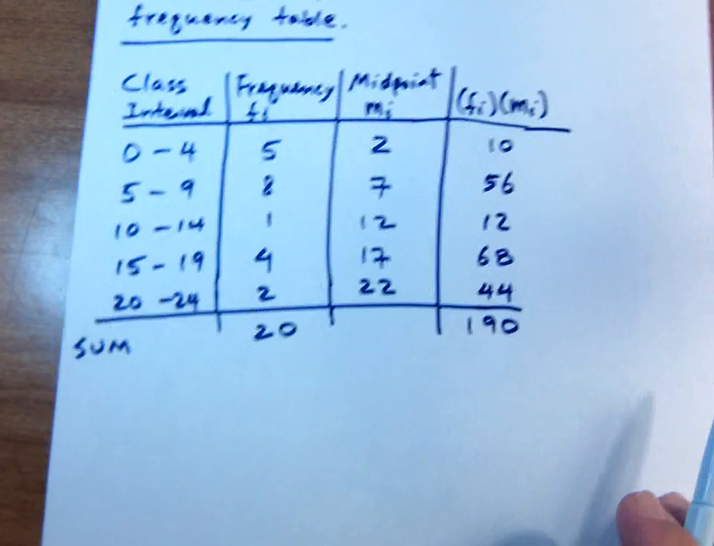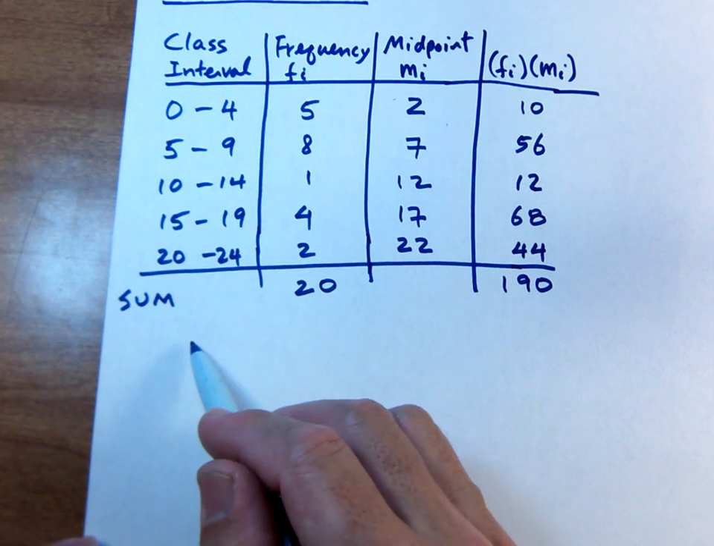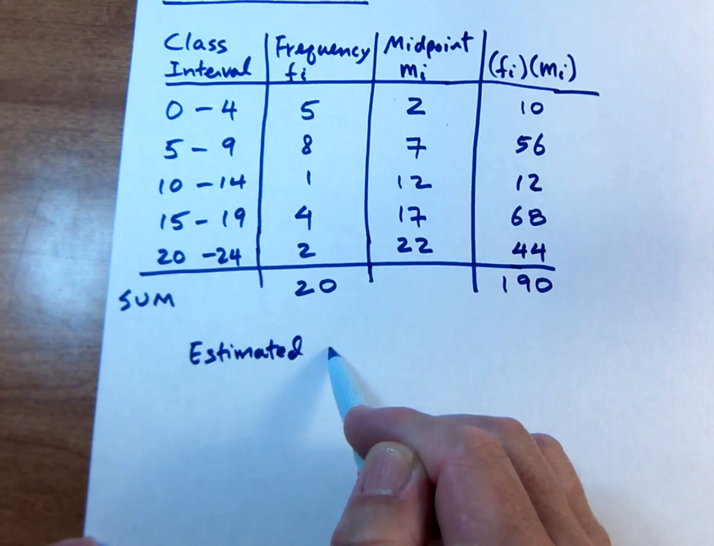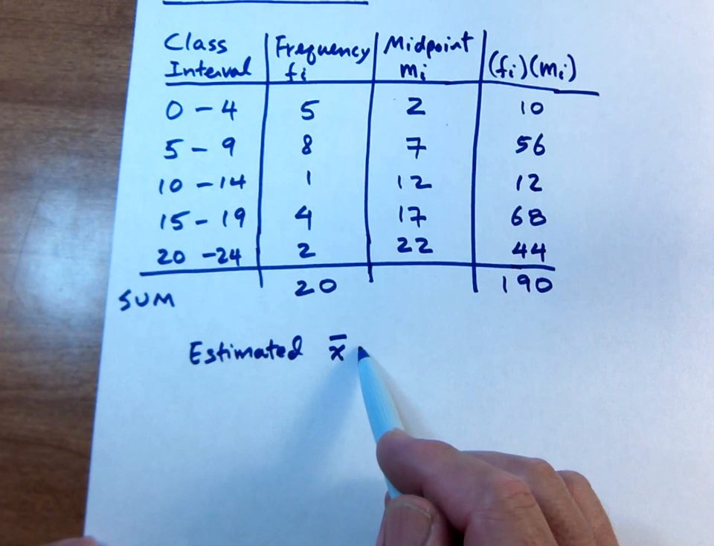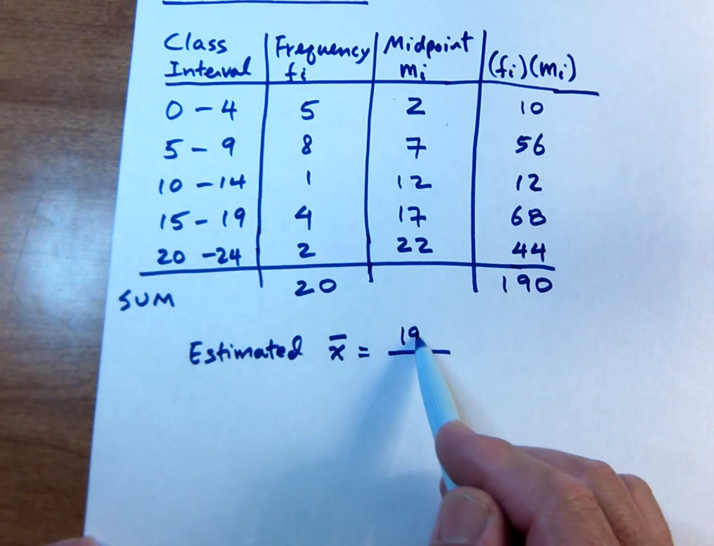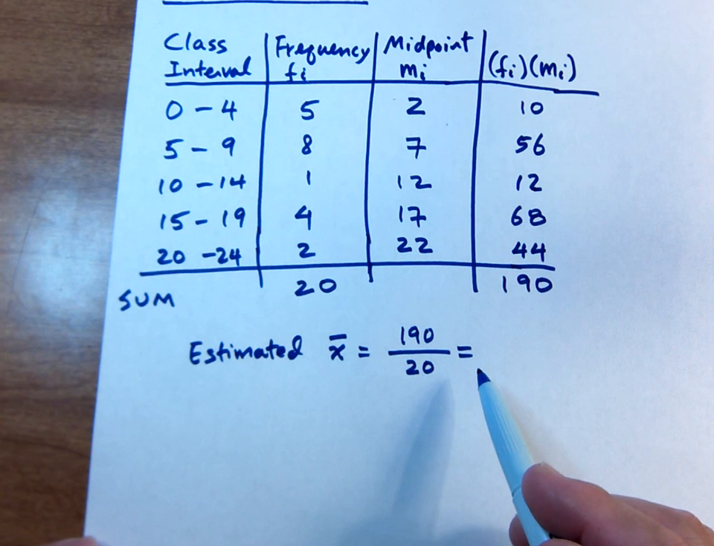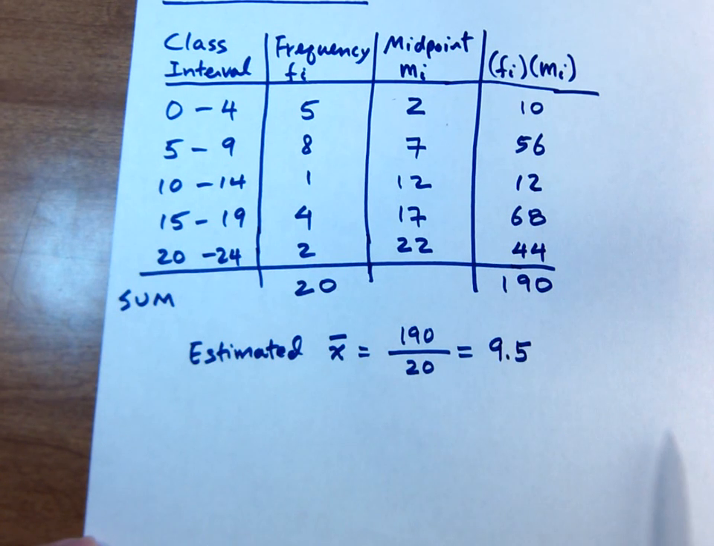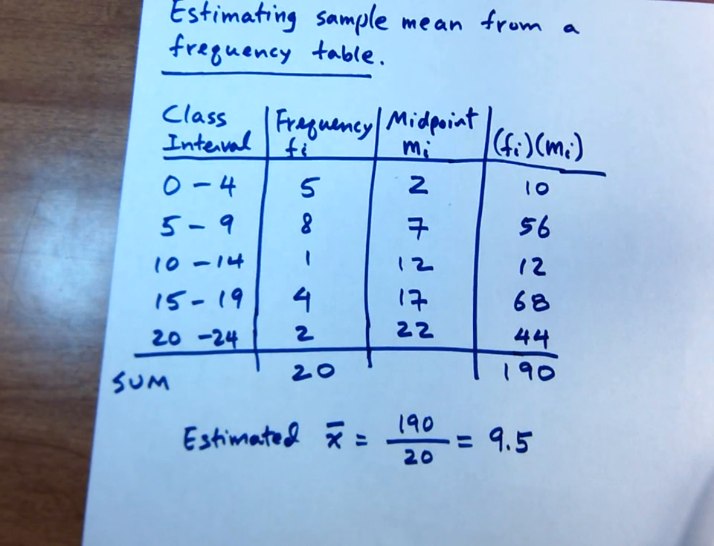And we're almost done. Here the estimated sample mean, which we'll write as x bar, is equal to 190 divided by 20. Do that in your calculator. That should give us 9.5. So that's the answer for this problem.